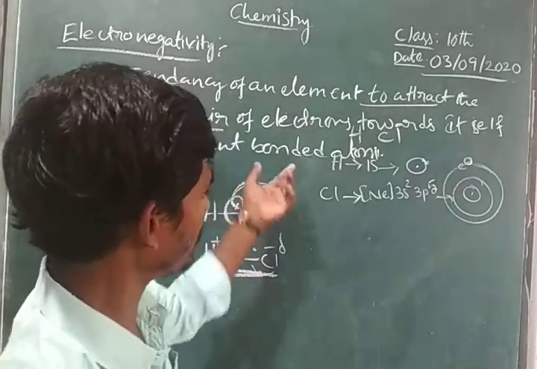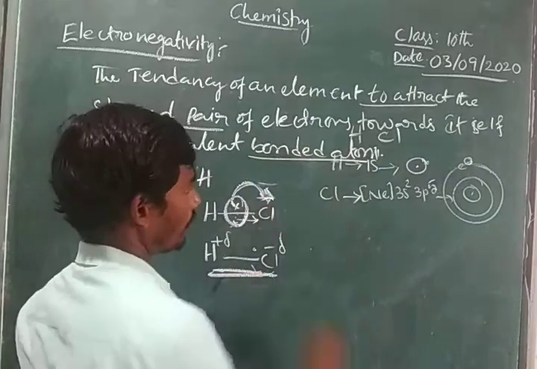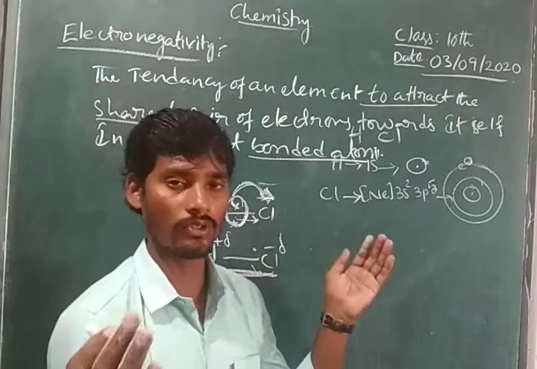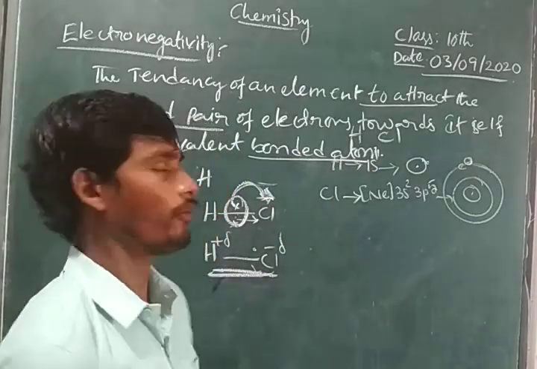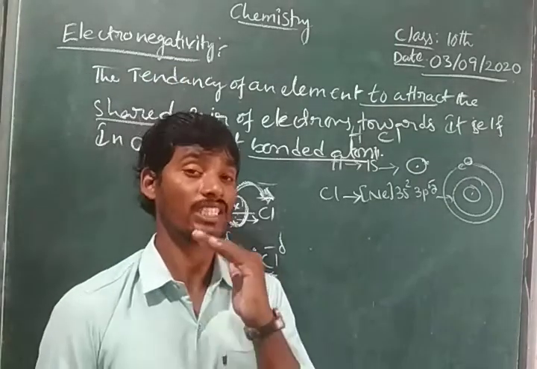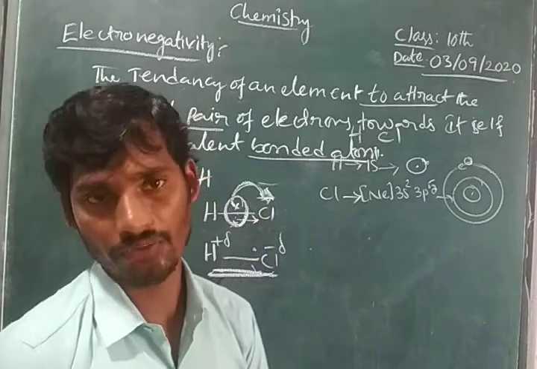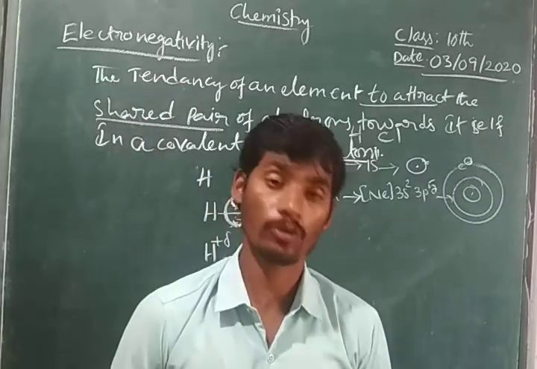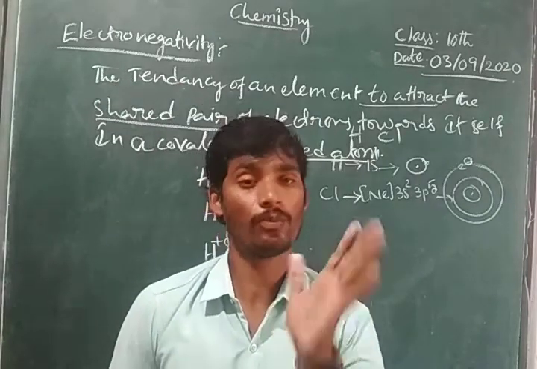See here, we have to consider this as a bonding property. So only after formation of a covalent bond can we define electronegativity. That's why there are no units for electronegativity; there are no units because it is a bonded property.